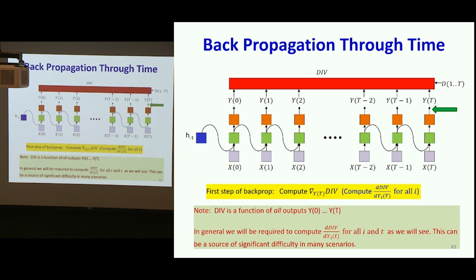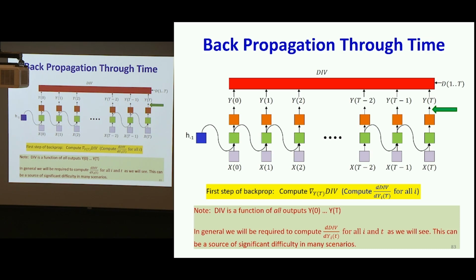So computing the derivative of this divergence with respect to any one of these outputs can actually be challenging, depending on how you define your divergence. This is something that we're going to encounter in a couple of lectures from now. Regardless, I need to be able to compute the derivative of the divergence with respect to each one of these outputs. For now, we're going to assume that this is feasible and that we have the derivative of the divergence with respect to each of yt, yt minus 1, yt minus 2, and so on.